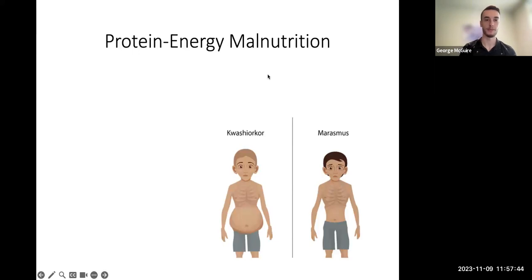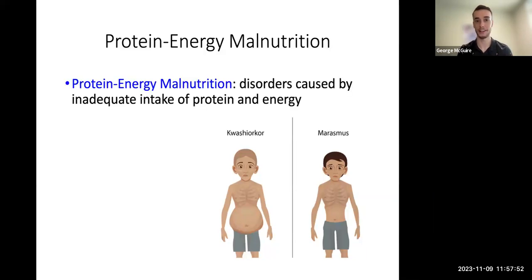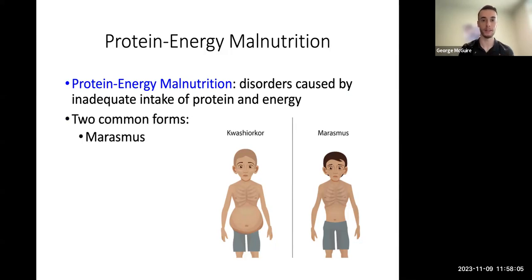Okay, and so the last portion here is just looking at 2 common disease associations related to protein malnutrition, so not getting enough. So both of these diseases are considered parts of protein energy malnutrition. So these are disorders caused by inadequate intake of protein and energy. And so we have kwashiorkor and marasmus.